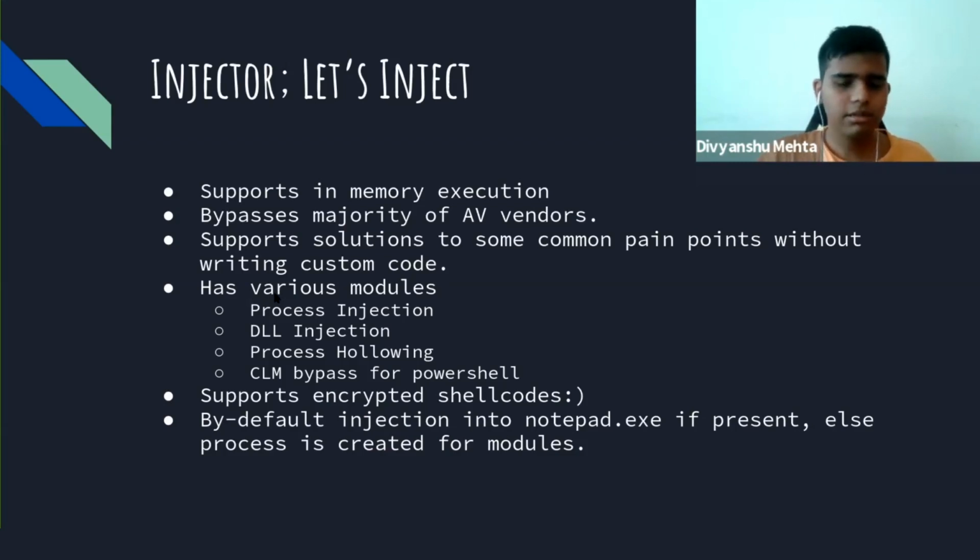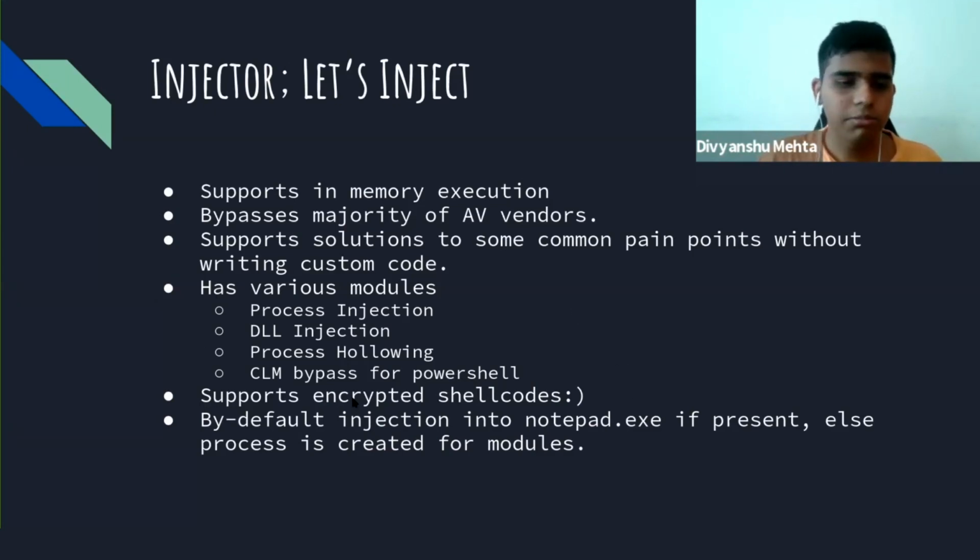Now it has various modules, right? The first one is process injection. Then you have DLL injection, then process hollowing, then a CLM bypass for PowerShell. We will have a demo on how these modules work.